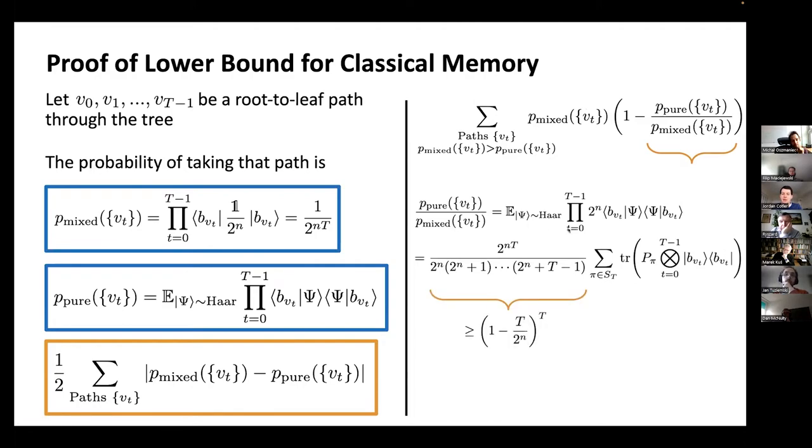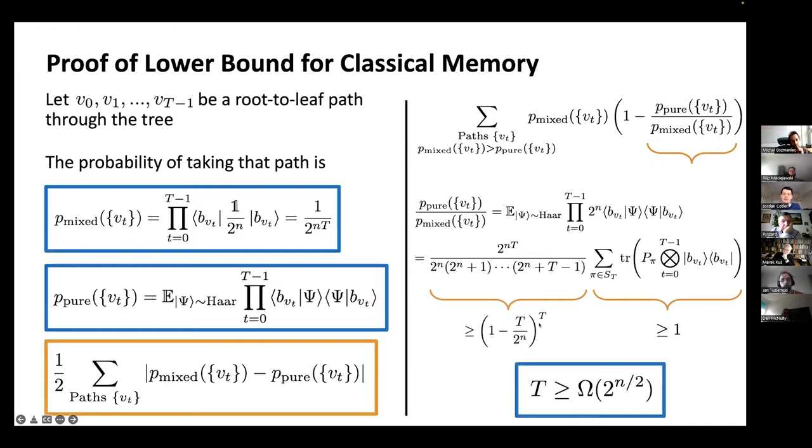And some simple bounds end up establishing that the number of measurements which we require in order to get this to be large, namely to get this difference to be order one, is that the number of measurements t has to be greater than 2^(n/2). So what that means is that if we would like this to be order one, so that we can distinguish between the two possibilities, we require exponentially many measurements in the number of qubits in order to do so. So this is a brief sketch of how the proof works.